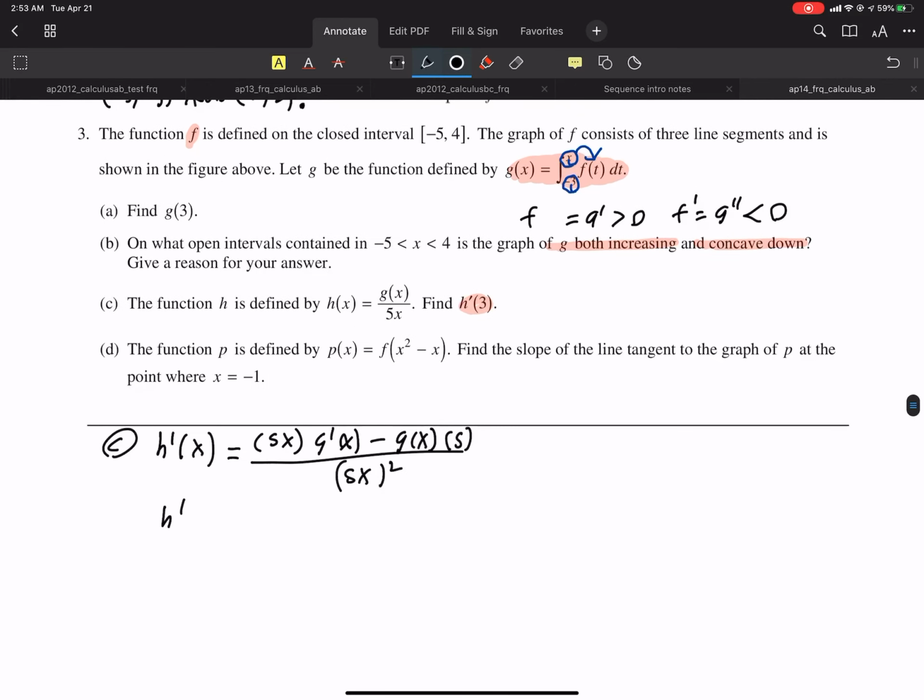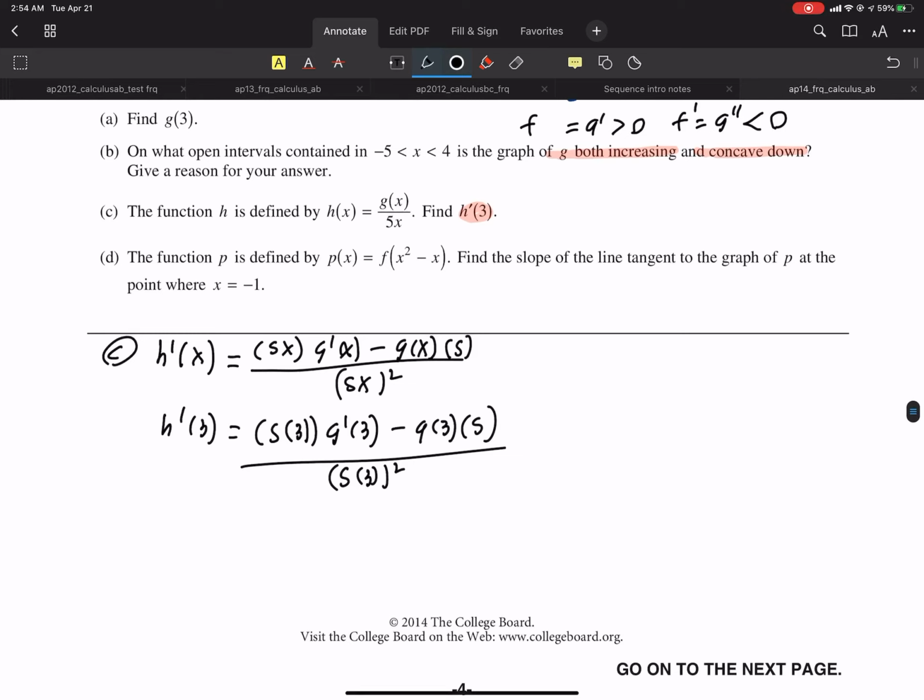Now we want H prime at 3, so plug in a 3 everywhere. It's 5 times 3 times G prime at 3 minus G at 3 times 5 over 5 times 3 squared. Now we can replace stuff. Well, we know that's 15. Actually, you don't have to simplify that. Let me not do that. That's a bad example for you guys. That's going to be 5 times 3 times G prime of 3. We're looking for G prime of 3.